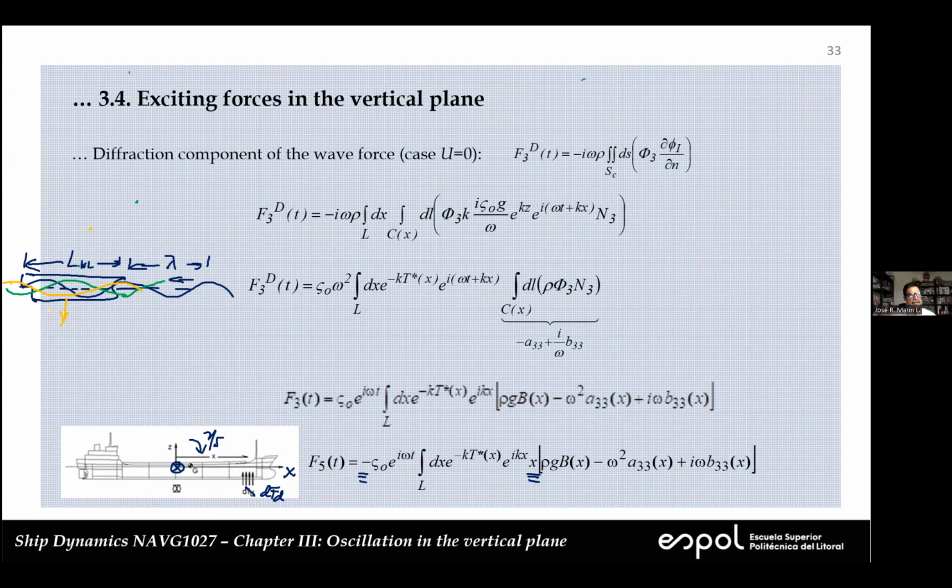When you have the crest around midship, you can expect a lot of extra buoyancy pointing upward. And when you have the trough around the midship section, you have a deficiency in buoyancy force. That means that the net force will be pointing downwards. So more or less that's the idea. Does that make sense or not?